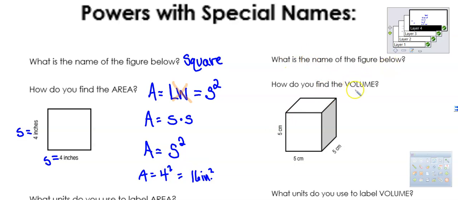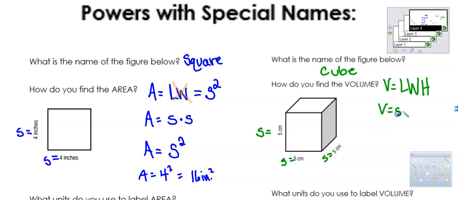Now, what is the name of the figure below? This is called a cube. We know it's a cube because the length, the width, and the height are all exactly the same. We know that this is a rectangular prism also, and to find the volume of a rectangular prism, we take the length times the width times the height. But since they're all the same, instead of L, W, and H, we will call it S. So its volume equals S times S times S.